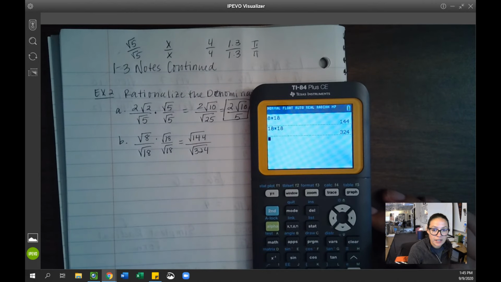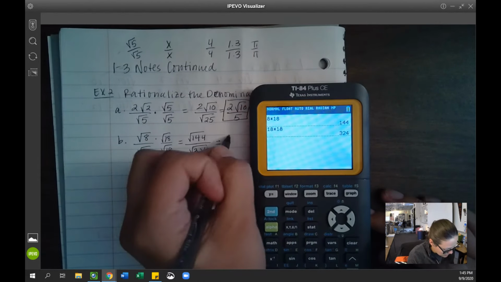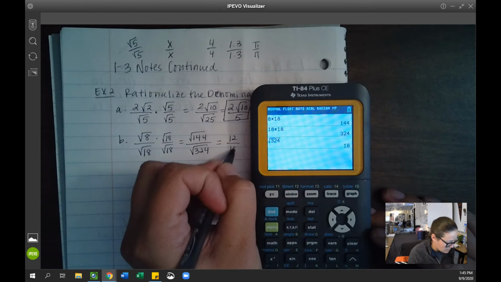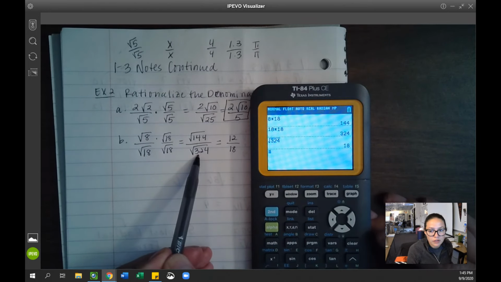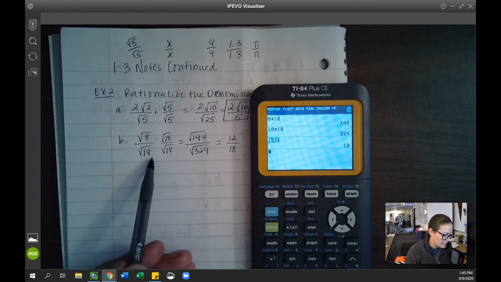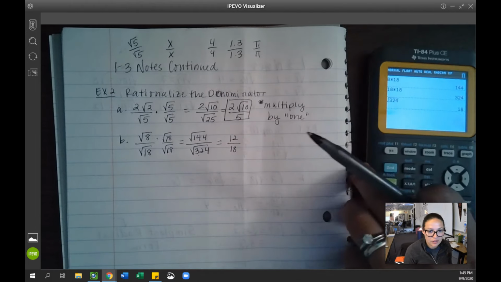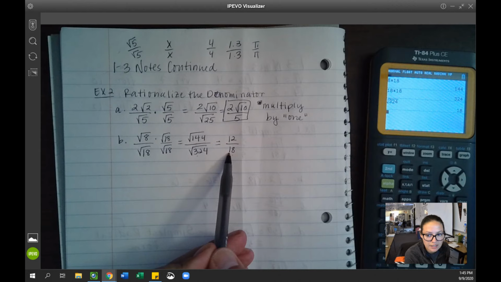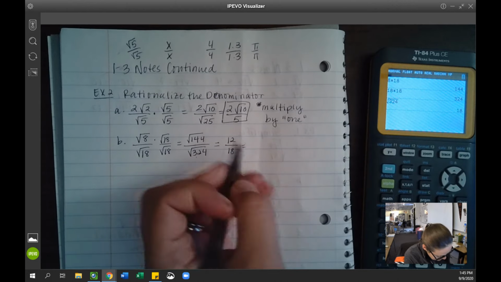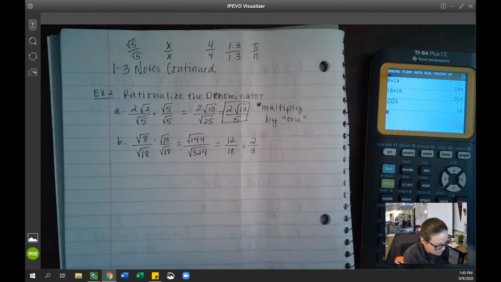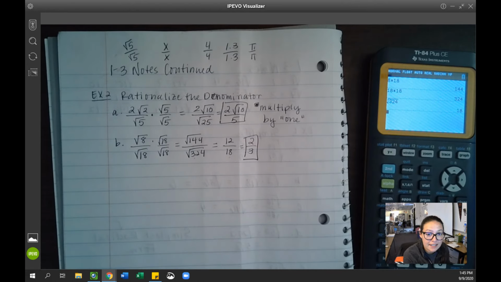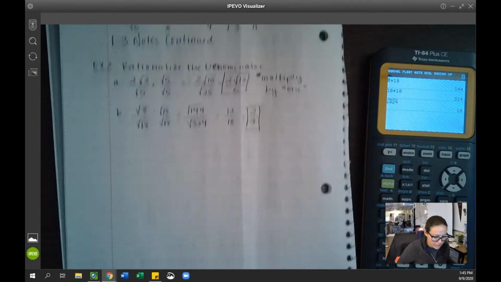Now, hopefully you recognize 144. That gives me 12. And the square root of 324 is 18. Now that makes sense, right? Because what times itself is 324? Obviously 18, because that's what we just multiplied together to get 324. All right, almost there. Can we reduce 12 over 18? Yes, we can. That will simplify to 2/3. Okay, so that's rationalizing the denominator.